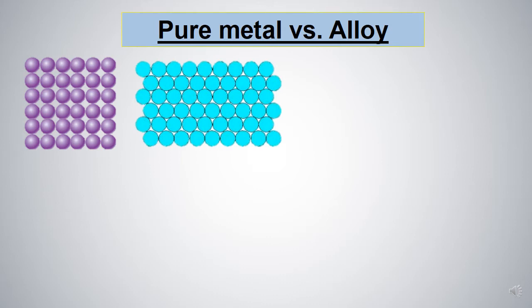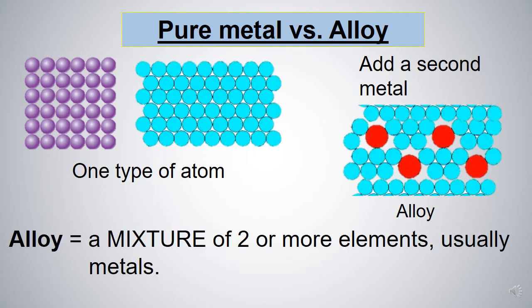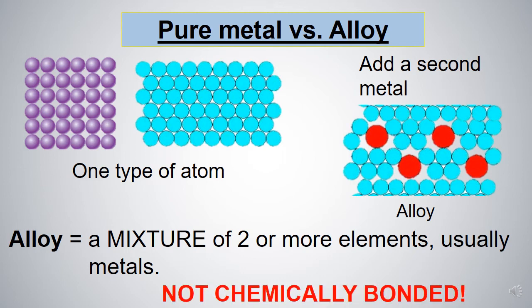So what's the difference between a pure metal and an alloy? Well, a pure metal only contains one type of atom, whereas an alloy contains 2 atoms. An alloy is a mixture of 2 or more elements. Usually these are metals. The thing to note is that they are a mixture, so therefore the atoms are not chemically bonded between the 2 different elements.